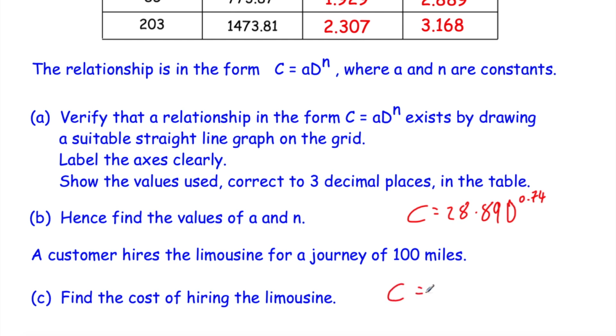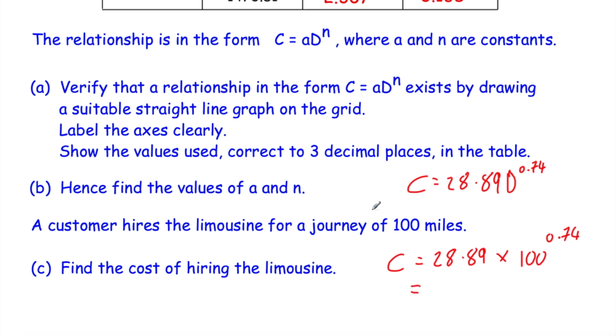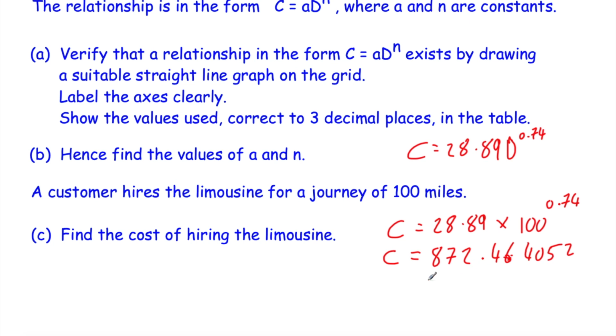So that means we can substitute in 100 for the value of d. So that means the cost would be equal to 28.89 multiplied by 100 to the power of 0.74. And if we work this out in our calculator, we'll find the cost of that journey. So 28.89 multiplied by 100 to the power of 0.74. And that's equal to 872.464052. And if we round that to two decimal places, because obviously we're dealing with a cost here, that'd be equal to £872.46. And that's it. So that would be the cost of hiring the limousine for a 100-mile journey.